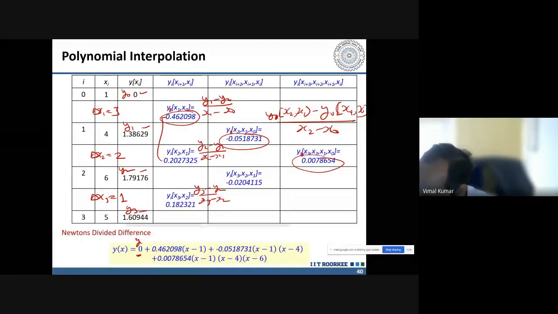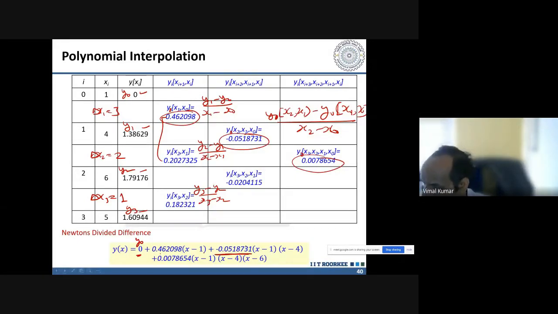Y0, this is my y0. X minus x0, x0 is 1. So this is x minus x0 into the first divided difference, 0.4620. Plus, this is a minus value; I just simply took minus so that we can take the difference. This is y[x2, x1, x0], x minus 1, x minus 4. Plus this value into x minus 1, x minus 1, x minus 6. So this way we will solve this polynomial.